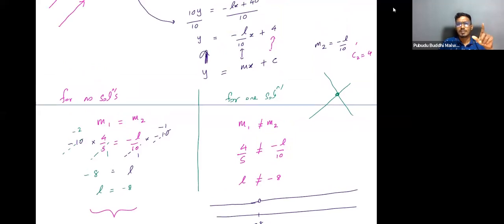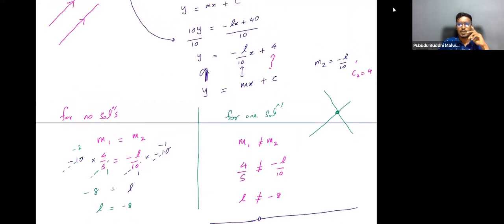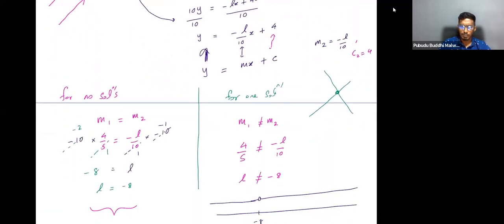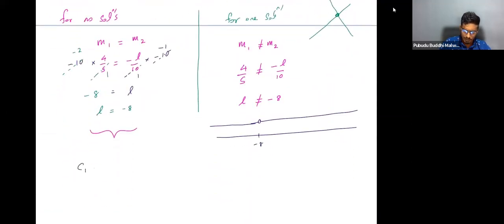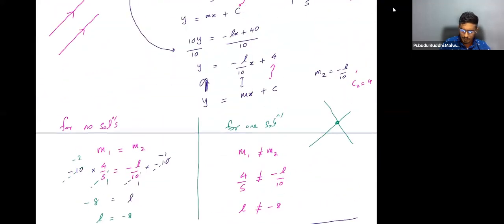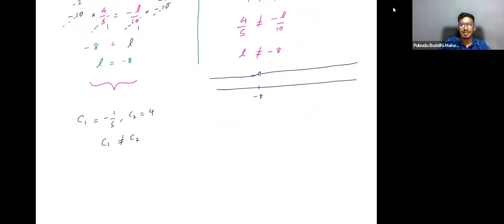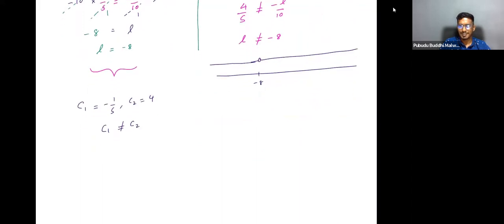And also I want to mention one thing here for the no solution case. Now clearly, if you compare C1 and C2, that is -1/5 and 4, these two values are not equal. Right? Therefore, that's perfectly fine.